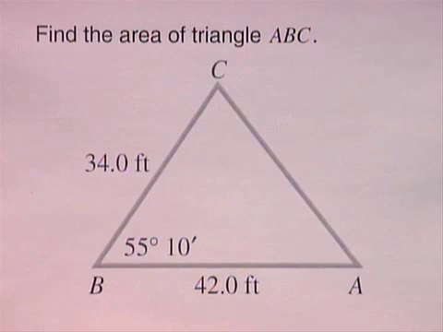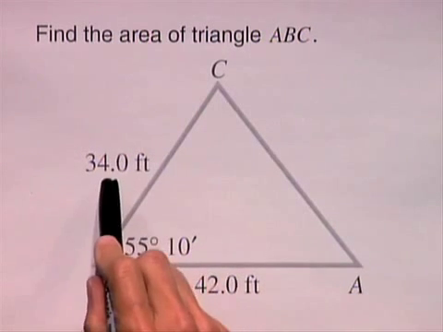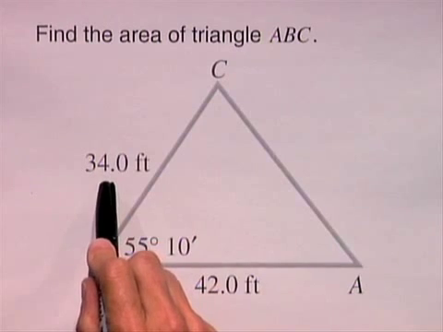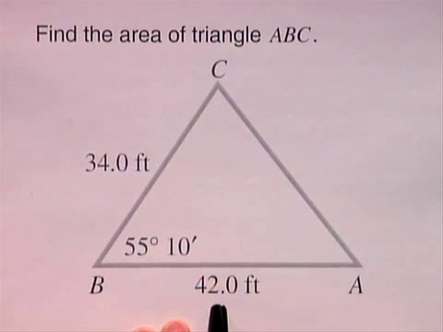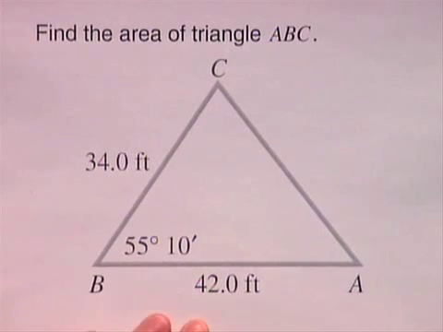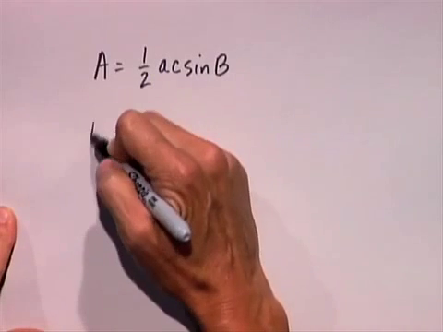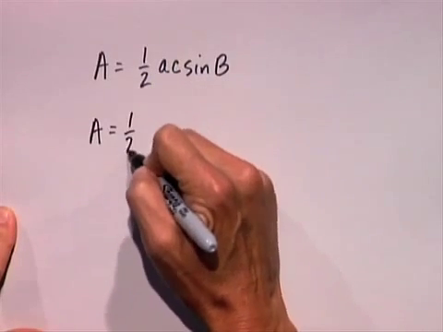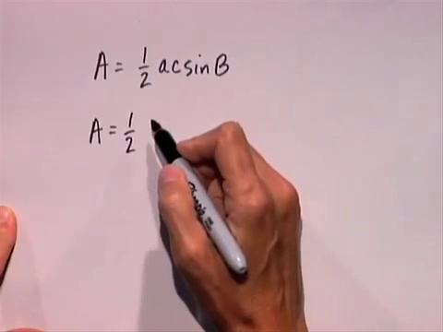The information that we know is side A is 34 feet, side C is 42 feet, angle B is 55 degrees 10 minutes. Well, there's an area of triangle formula that says I can find the area of the triangle if I know side A, side C, and angle B. Let me fill in the values for each of these variables.